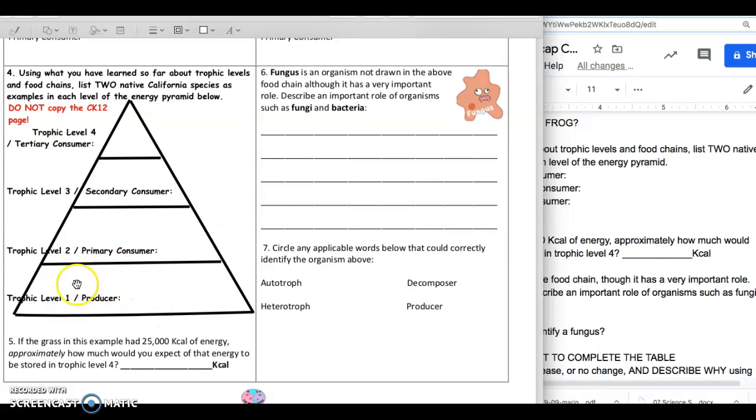So what is a producer? Well, we know a producer is grass, right? So you might want to look up native plant species in California, okay? Or native tree species, native flower species, okay? Things that animals eat, right?